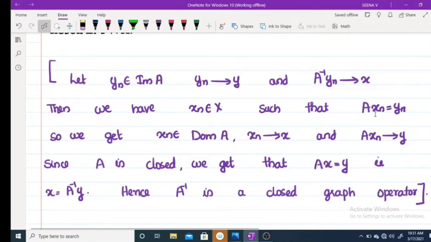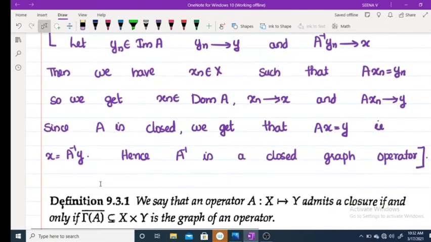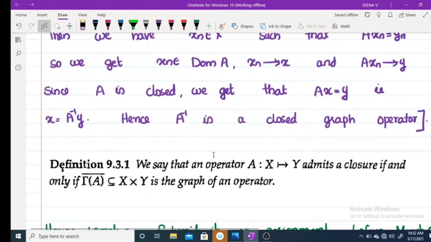Then x_n equals A inverse y_n. So A inverse y_n converges to x. This implies x_n converges to x, and Ax_n equals y_n converges to y. Since A is closed, x_n converges to x and Ax_n converges to y implies Ax equals y. Therefore x equals A inverse y. This implies A inverse is a closed graph operator.